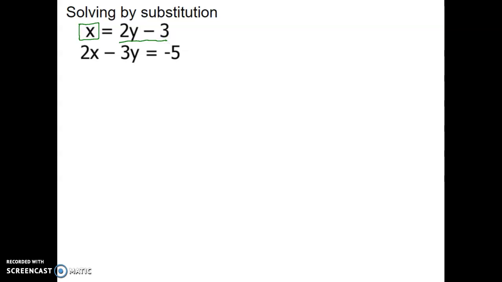In the first equation, it says x is equal to 2y minus 3. That means they have the same value. That means that instead of writing x, I can write 2y minus 3, and they mean the same thing. They have the same value. So instead of x, in the second equation, I am going to substitute in 2y minus 3. Watch this. So I'm going to rewrite this equation right here.